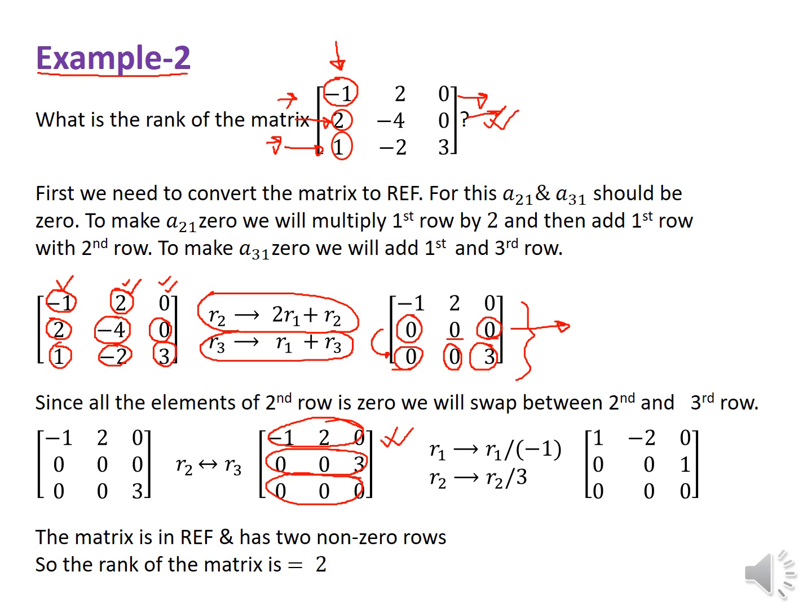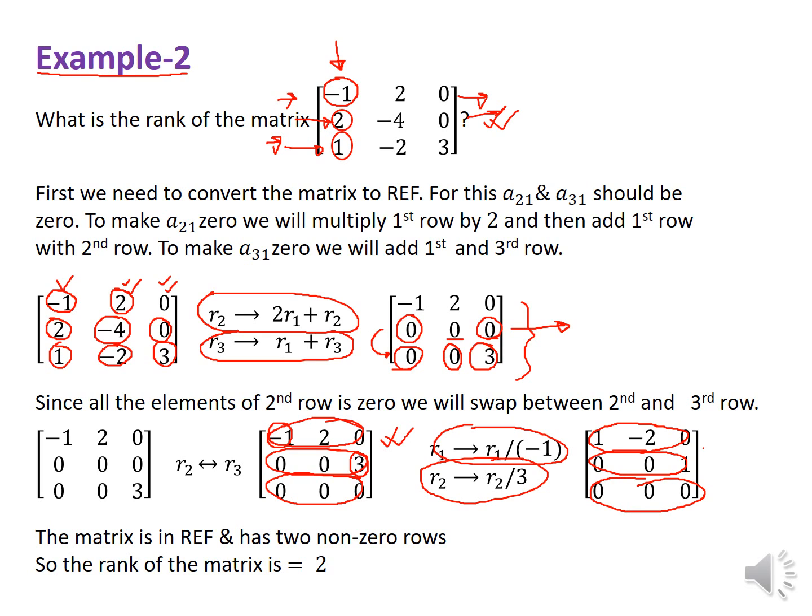So we need to make the leading element of the first row and the leading element of the second row 1. For this, we will divide the first row by negative 1, and we will divide the second row by 3. After dividing the first row by negative 1, we will get 1, negative 2 and 0 as the first row, and dividing the second row by 3, we will get 0, 0 and 1 as the second row, and 0, 0 and 0 is the third row.